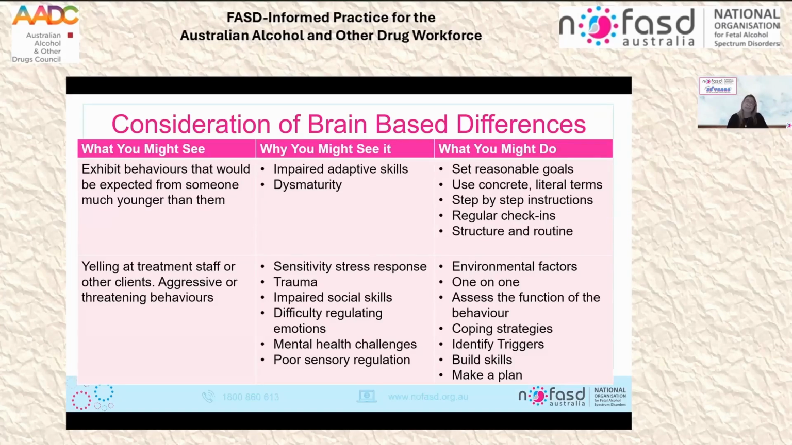So why you might see this is the individuals with FASD often have a vulnerability to stress due to their brain-based differences. Things like emotional and physical trauma could also contribute to that vulnerability to stress. They might have a poor understanding of social cues, so they might have trouble reading body language, facial expressions or tone, misinterpret jokes or sarcasm. They may have difficulty regulating their emotions, or maybe have language difficulties where they haven't learnt to communicate. They've learnt to communicate through behaviours rather than using their words.